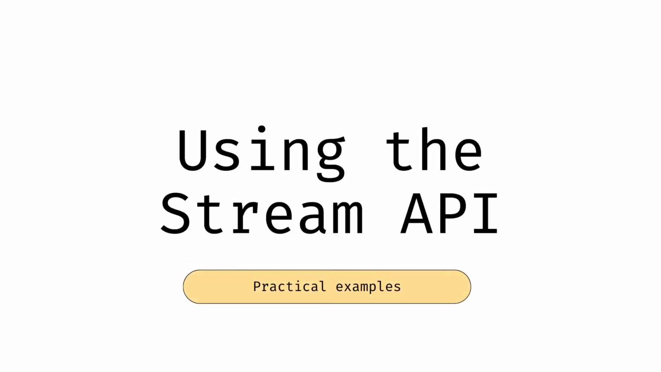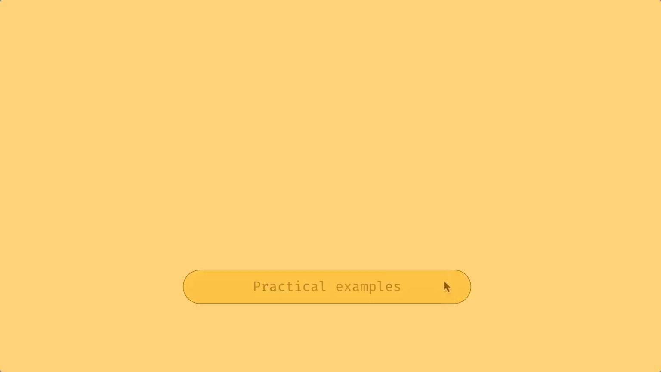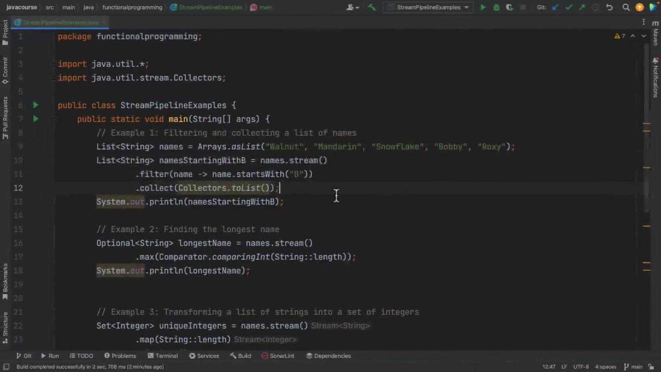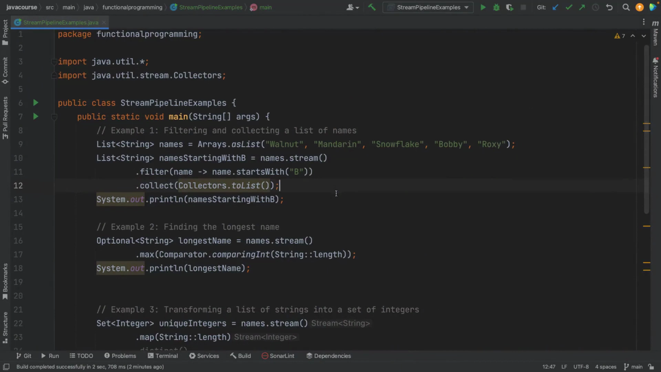Let's demonstrate how to use the Stream API for some practical examples. We'll combine source operations, intermediate operations, and terminal operations to create stream pipelines that can process data. Again, I'm not going to sit you through me coding, but I do want to show you the results and explain them to you. There's 4 of them in total.